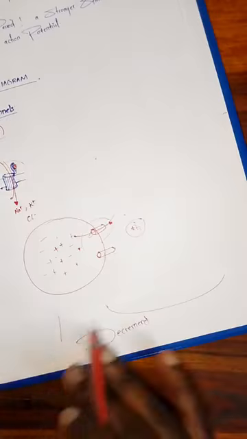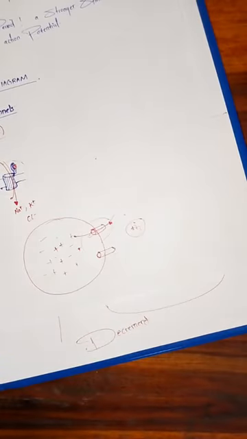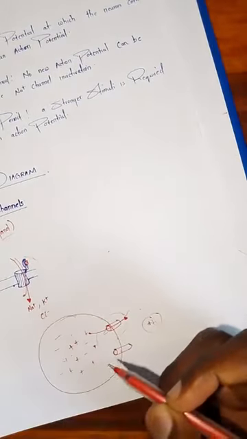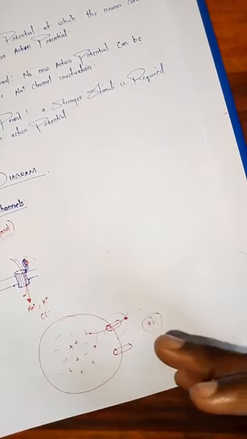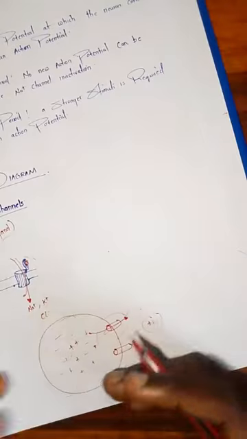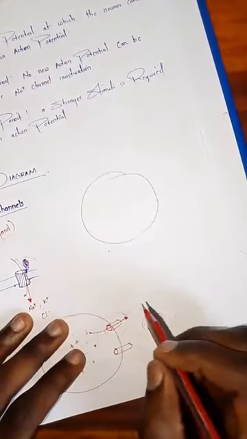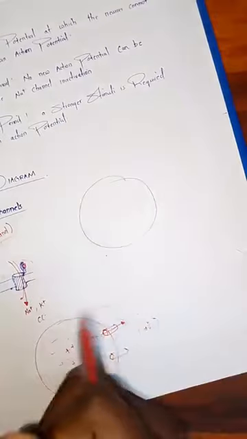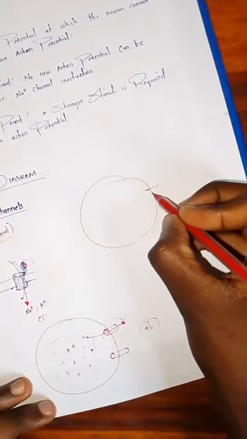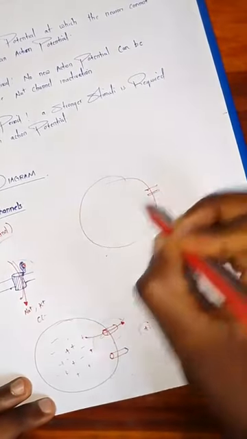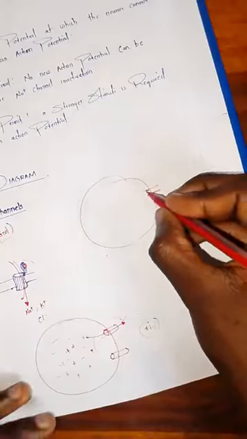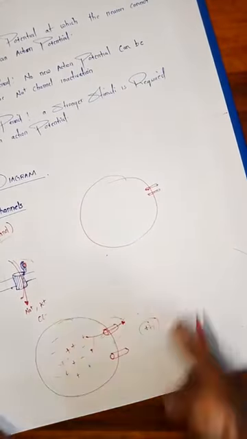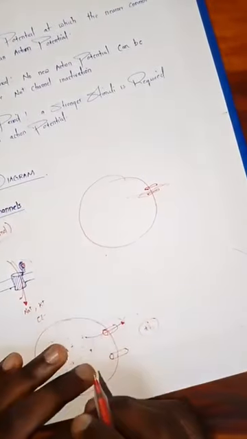Then we also have what we call mechanically gated channels. Mechanically gated channels are channels that open in response to physical deformation in the membrane due to pressure, stretch, or vibration. If this is a cell and there is a stretch in it, that stretching is going to cause the mechanically gated channel to open. When it opens, it will allow the influx or the efflux of ions.